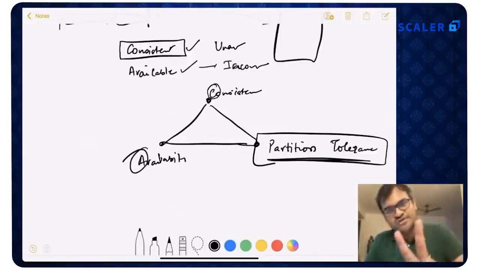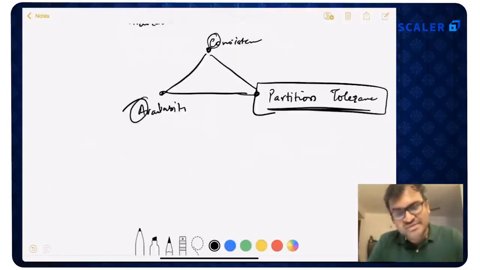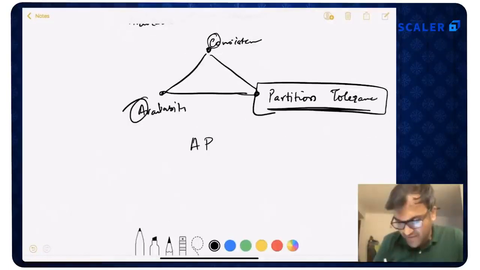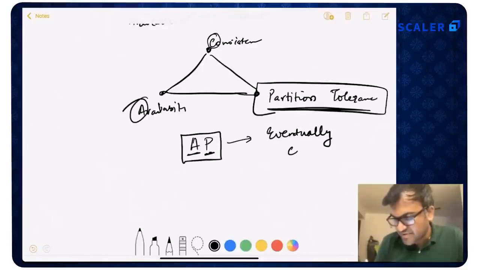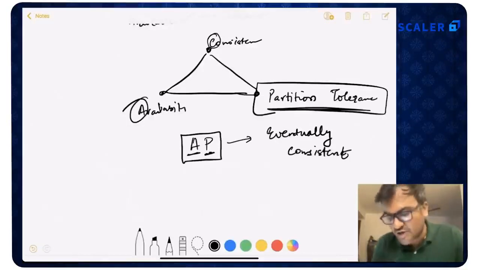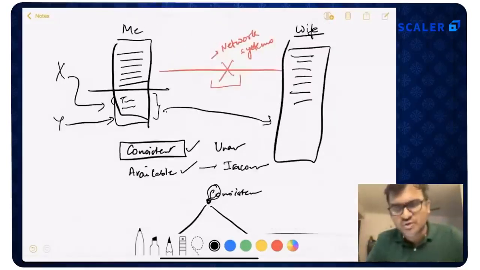Now I have 2 bonuses to add here. Most systems that are available and partition tolerant, which is called AP, A for availability, P for partition tolerance, C for consistency, right? Most systems that are AP can still make sure that they become eventually consistent. What does that mean? That means eventually my and my wife's diary have the same entries. How do I make sure of that? Whenever we start talking again, we can exchange notes.